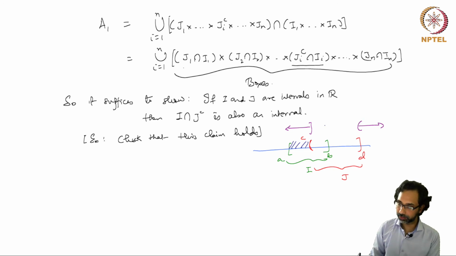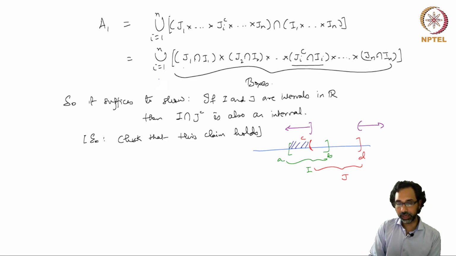So similarly you can check all other cases. If I and J are disjoint intervals, then I intersection J complement will simply be I, and in all other cases as well, I intersection J complement will be an interval. So it's very easy to prove, so I leave it as an exercise for you.